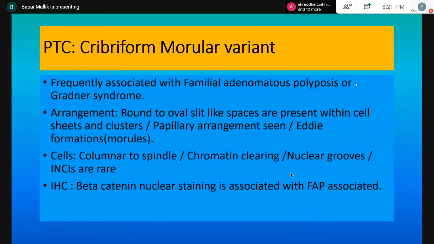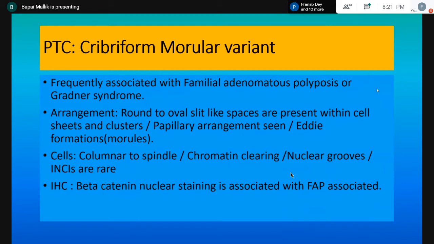Right. The next variant is a pretty recent variant. It is called the cribriform morular variant of papillary thyroid carcinoma. It's not very easy to pick up, but if you can pick it up, this variant, some of them at least, are associated with familial adenomatous polyposis or Gardner syndrome. And so you may be the first one to possibly suggest that this is a patient associated with the FAP syndrome, or Gardner syndrome.